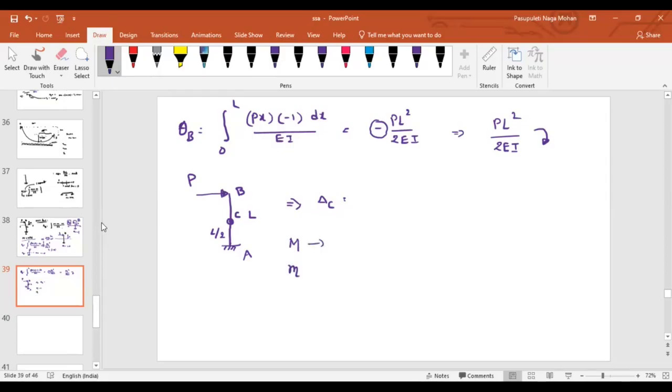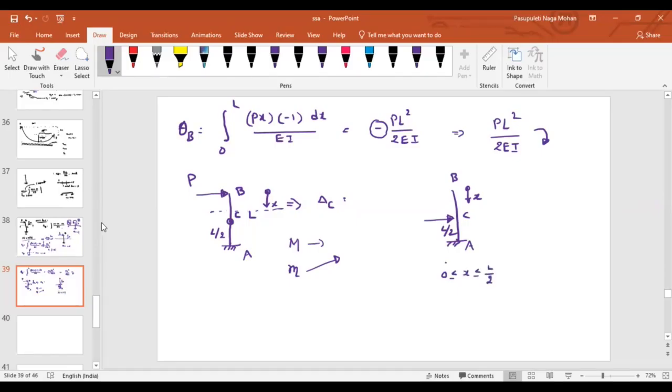0 to L by 2. For small m, what is the section we are considering? We are considering the section from B, isn't it? So where do we have to apply the unit load? First of all, we have to apply the unit load at a distance of L by 2, isn't it? Now, if I am representing my x from here to here, how can I simplify this? I should divide this into two parts, right? If I consider x from B, first I will consider the limits 0 less than x less than L by 2.